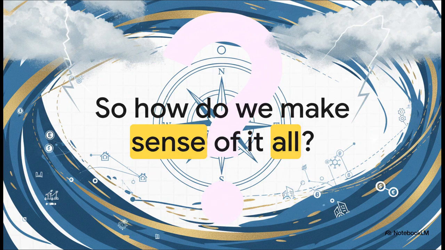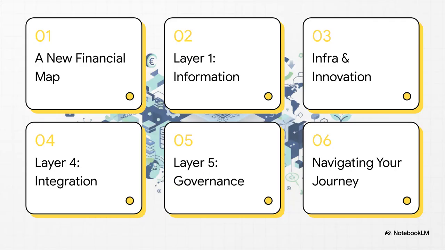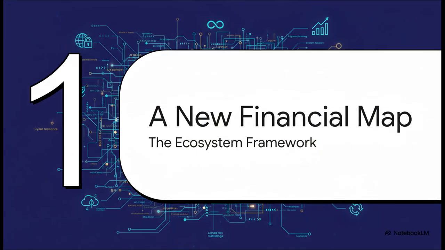Well, the secret isn't to try and track every single wave or gust of wind. No way. It's about having a map that shows you the deep, powerful currents that are actually moving everything underneath the surface. And that's exactly what we're going to give you today. We'll start with the map itself, this new framework, and then we're going to tour through its 5 core layers. We'll hit information, then infrastructure and innovation, move to integration, and wrap with governance, showing you how it all clicks together.